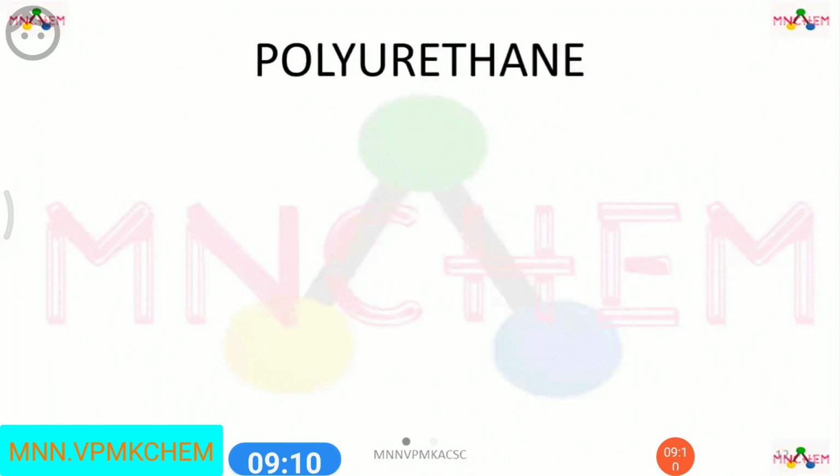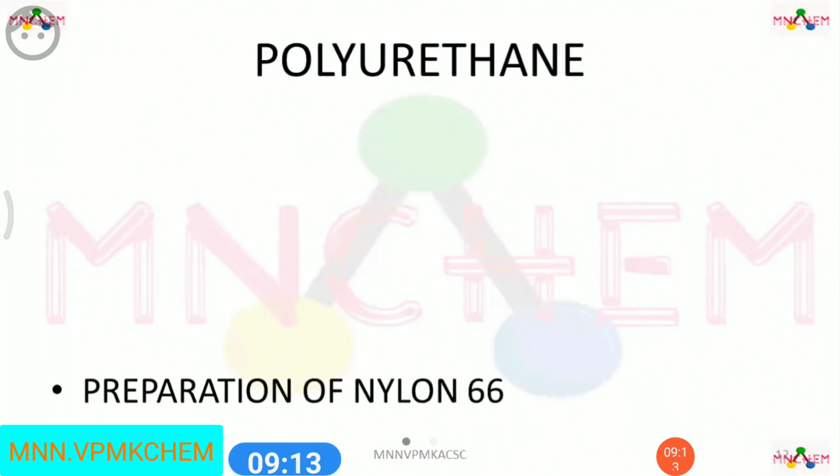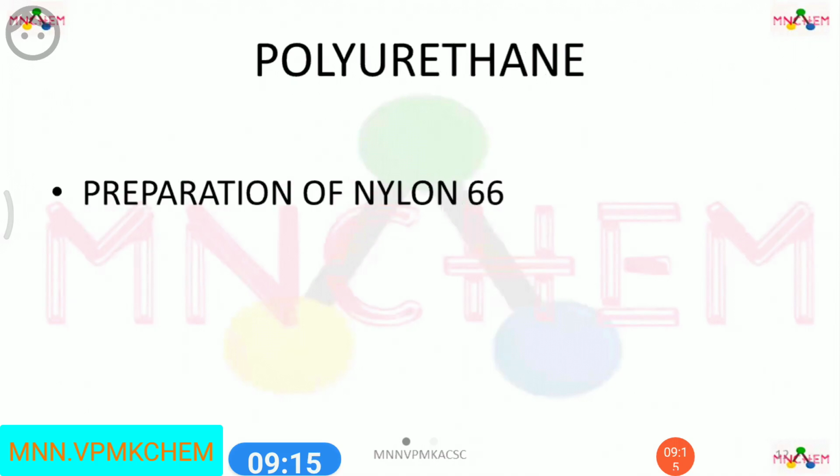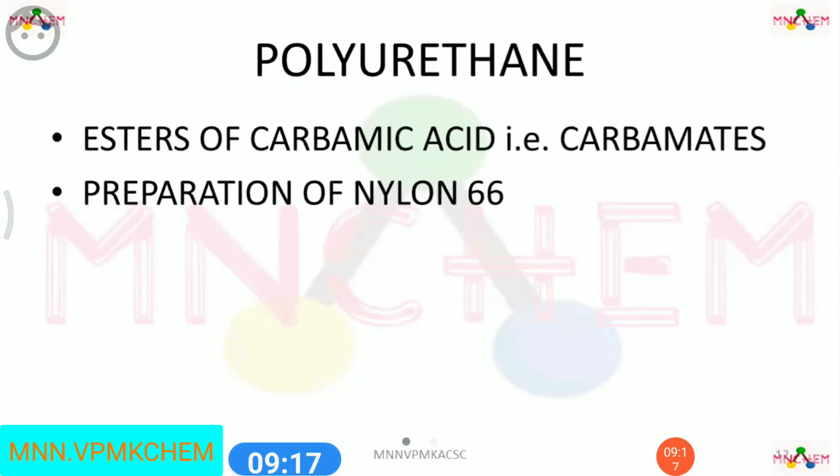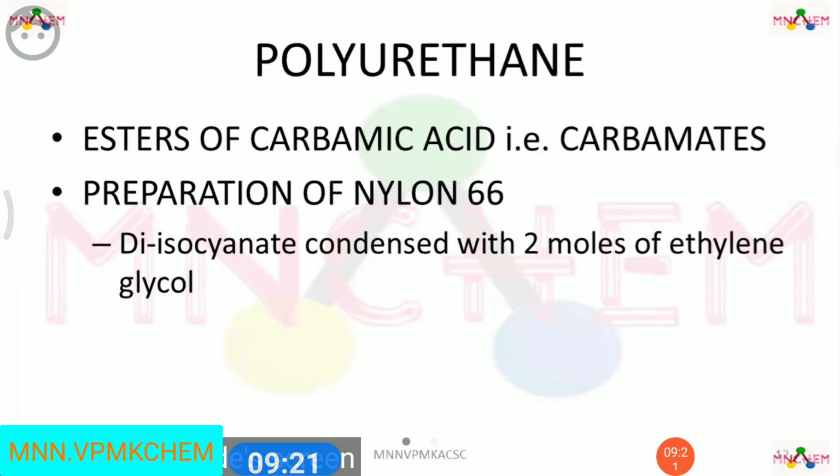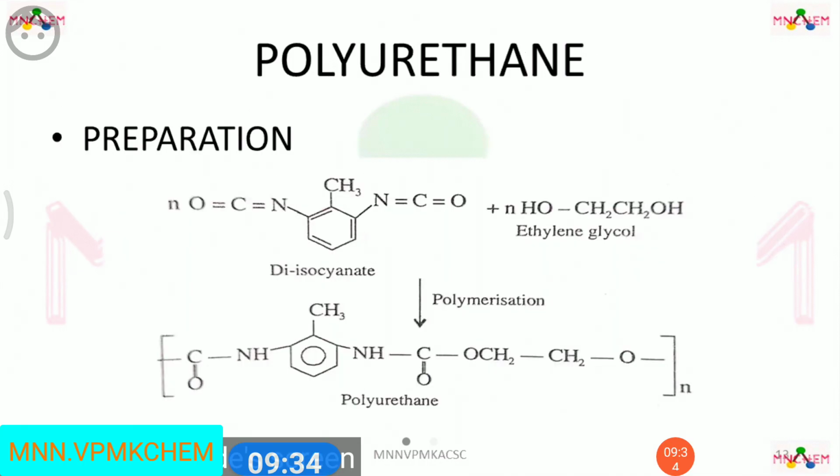Next are polyurethanes. These polyurethanes are the esters of carbamic acid, that is carbamates. How they are prepared? When a diisocyanate is condensed with 2 moles of ethylene glycol, the polyurethanes are prepared. The preparation can be represented with this reaction.